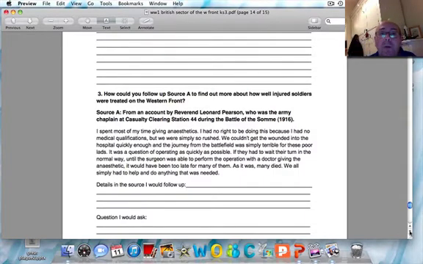3 is the follow-up question, which might be a new one for them to undertake here. How could you follow up source A? How could a historian inquire further and carry out further research? Read the source, and I want to know, how could you follow up source A to find out more about how well injured soldiers were treated on the Western Front?